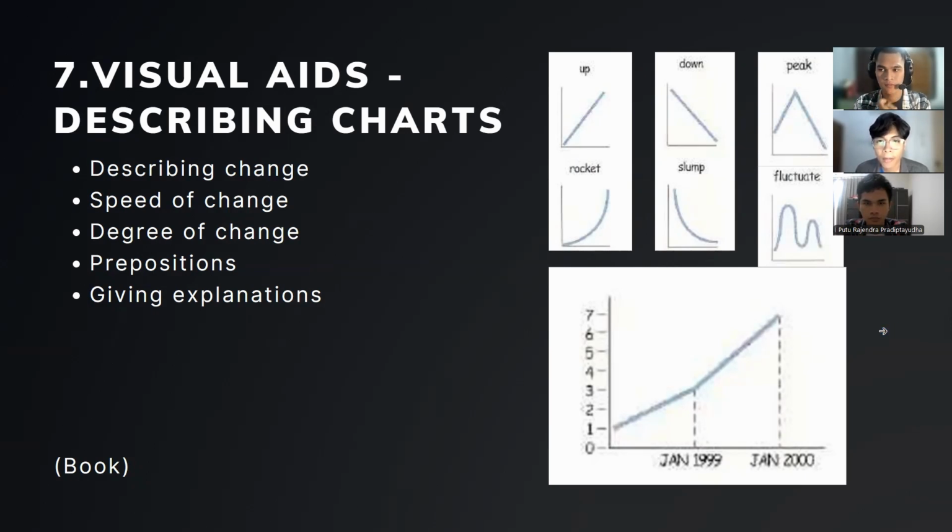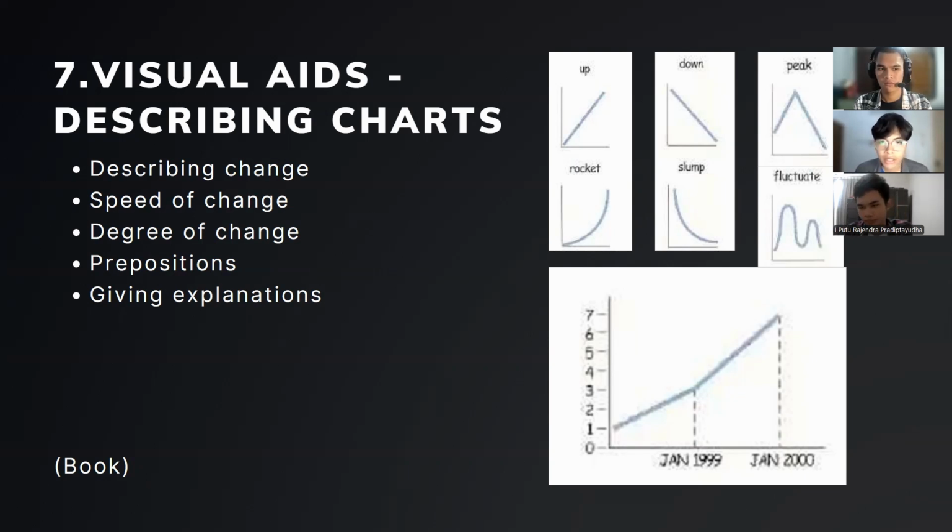a low. Okay, the next one is speed of change. When the chart looks like an up chart, we can say it like this: there was a rapid rise in the sales. The next one is degree of change. When the chart is looking like a rocket chart, we can say it like this: there was a dramatic rise in the sales. Next one is preposition. When the chart looks like the last chart, we can say it like this: there was an increase of 4 million over the last year.